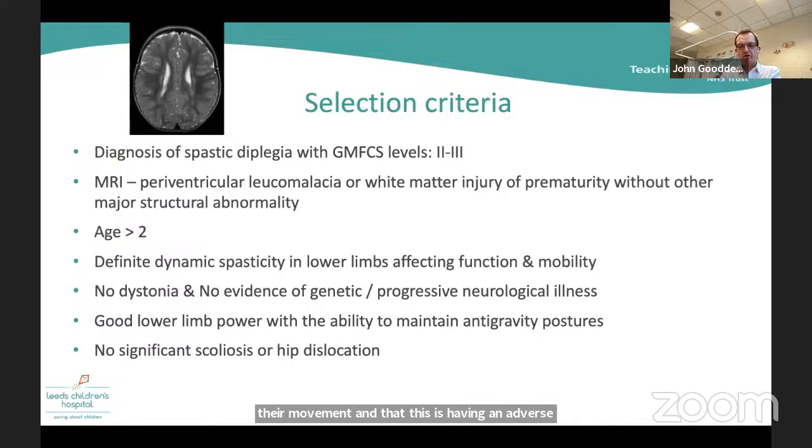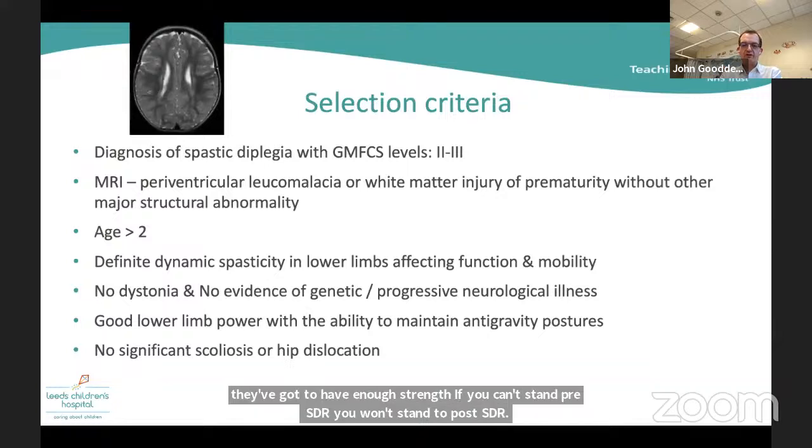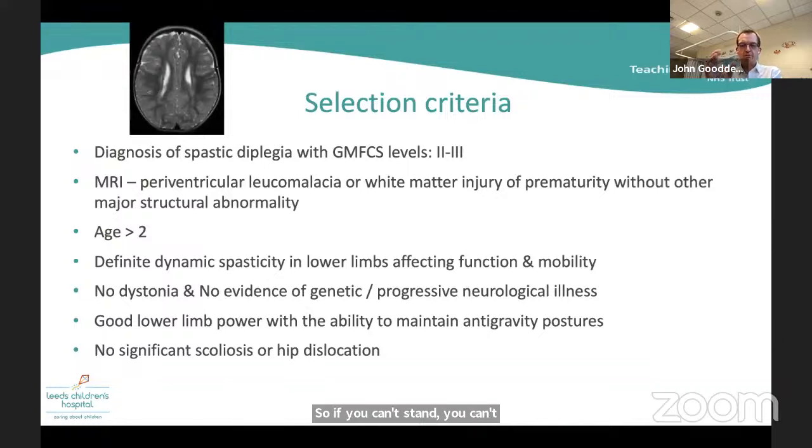We want to see that there is no dystonia, and we want reassurance that they don't have a genetic or progressive neurological problem. And they've got to have enough strength. If you can't stand pre-SDR, you won't stand post-SDR. So if you can't stand, you can't rehab. So being able to stand and engage in rehabilitation is an absolutely critical thing.